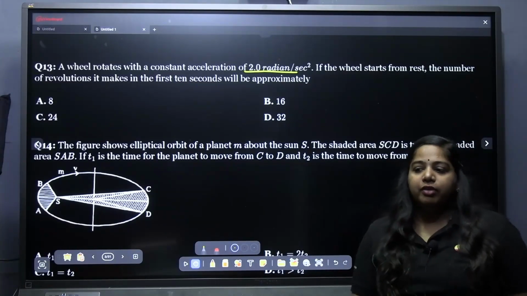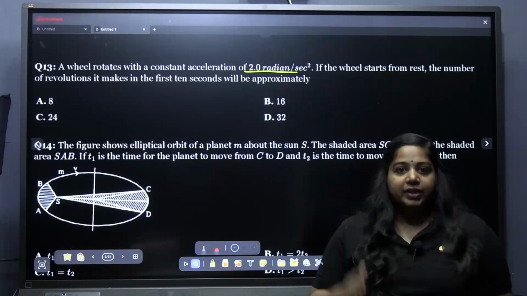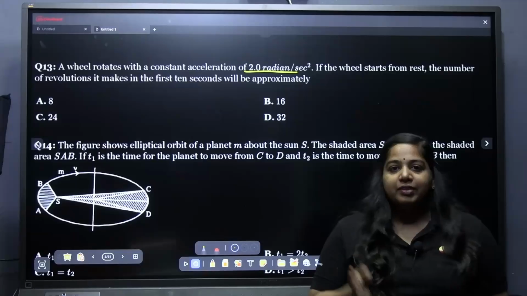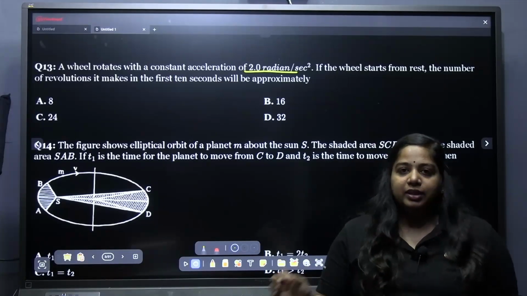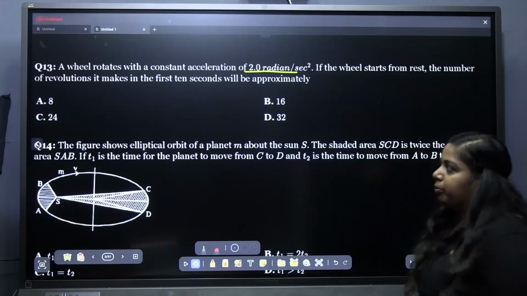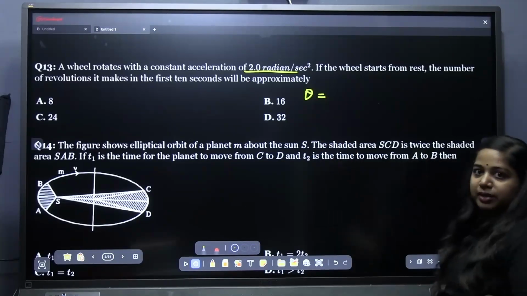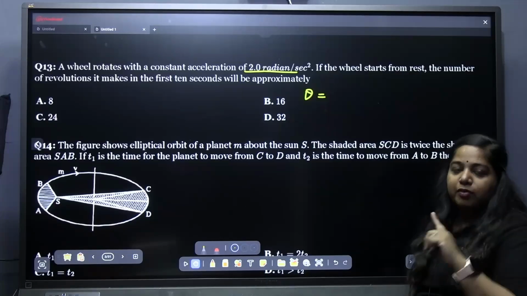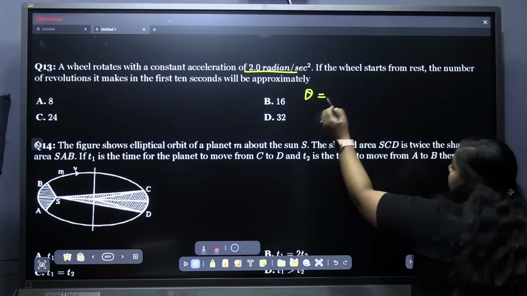In linear motion we have formulas, right? S equal to ut plus half at square, v is equal to u plus at, v square minus u square equal to 2as. The same kind of formulas are there in circular motion also. Instead of s, it will become theta. Instead of linear displacement, it becomes angular displacement, that is theta equal to ut.